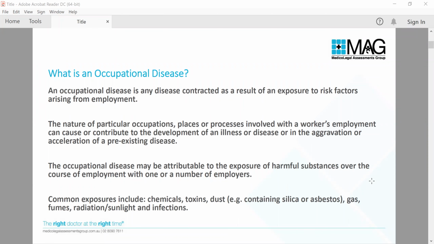Common exposures can include chemicals, toxins, dust, typically those containing silica or asbestos, gas, fumes, radiation, and also sometimes biological agents.